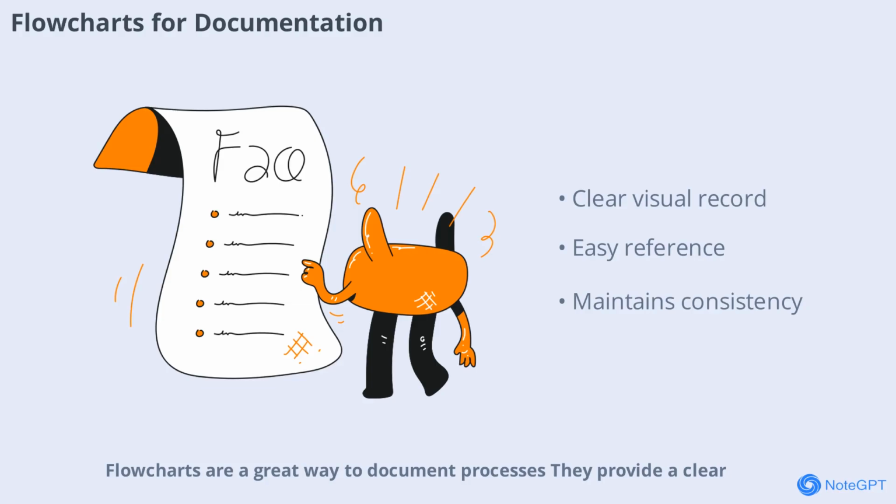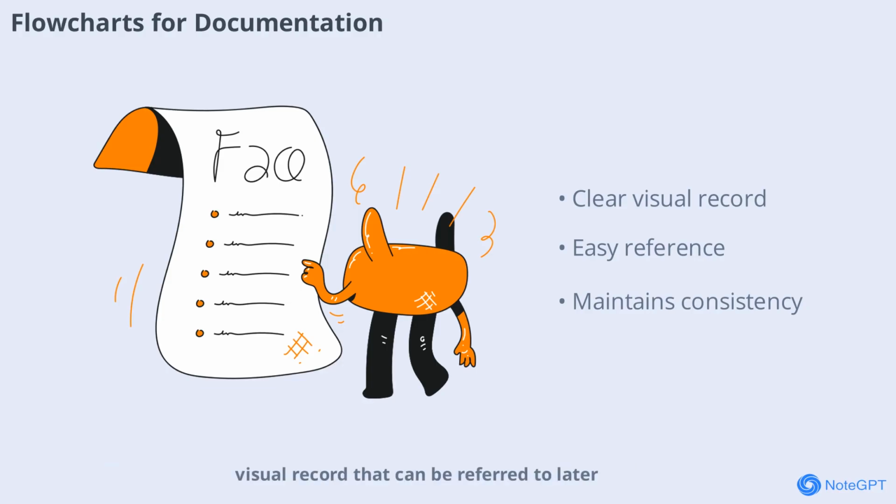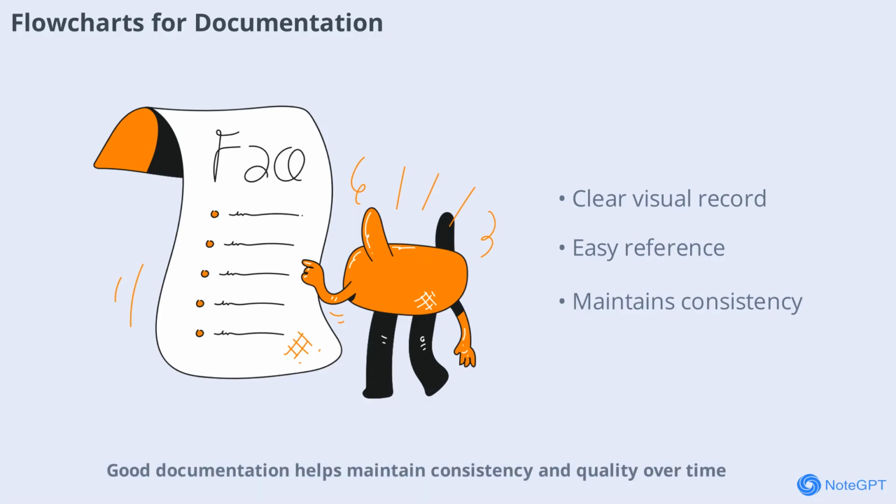Flowcharts are a great way to document processes. They provide a clear, visual record that can be referred to later. This is especially useful for complex procedures or when training new team members. Good documentation helps maintain consistency and quality over time.